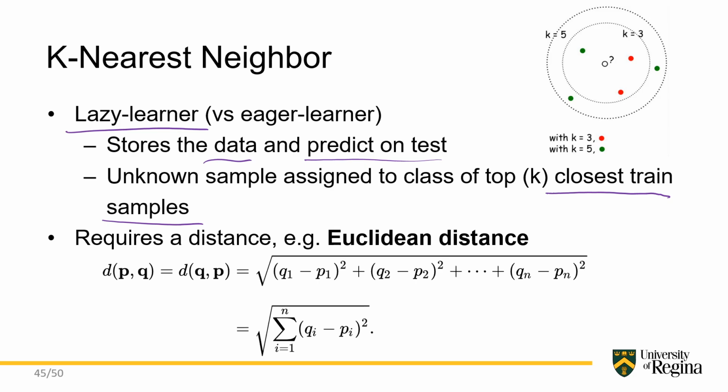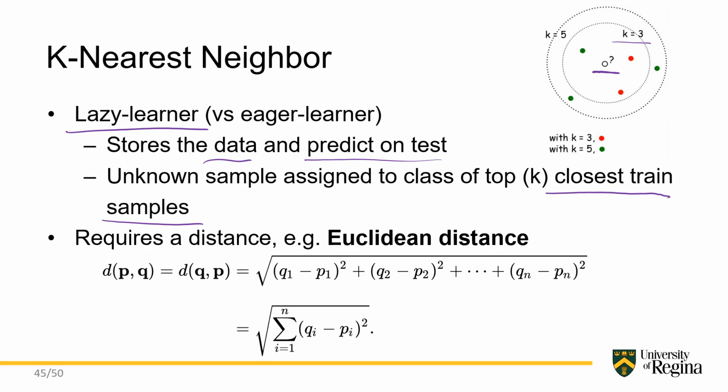So if you look here, we've got an unknown sample, and then we've got two classes of samples, a green and a red. It looks at the top K samples. If K is 3, it looks at the closest 3 samples. If K is 5, it looks at the closest 5 and tries to work out which class is probably the class of that sample.